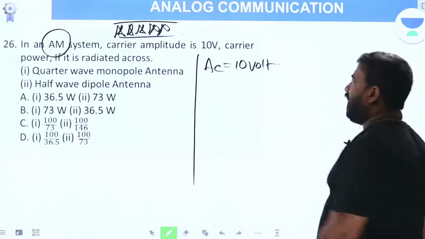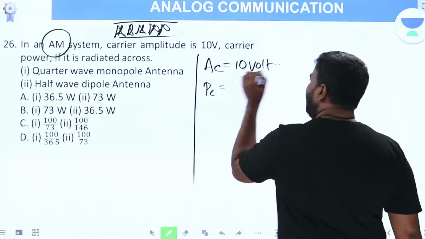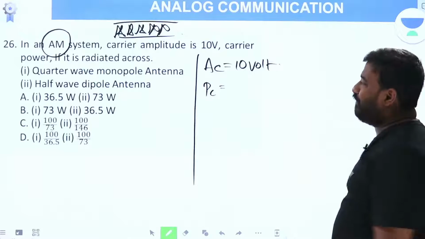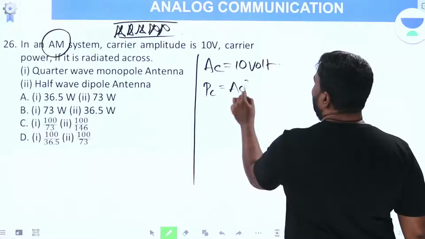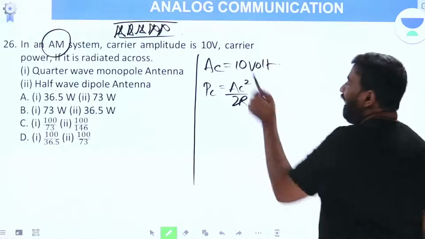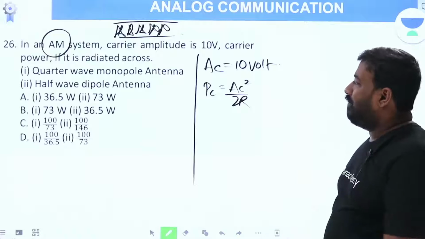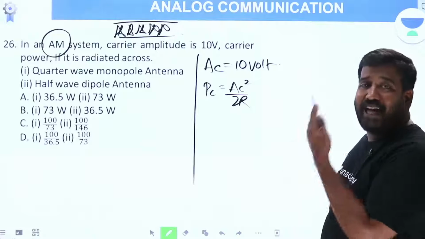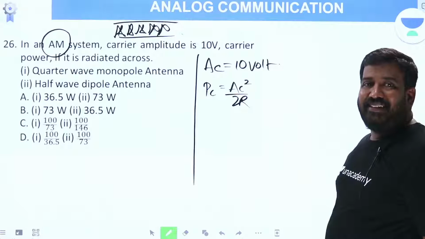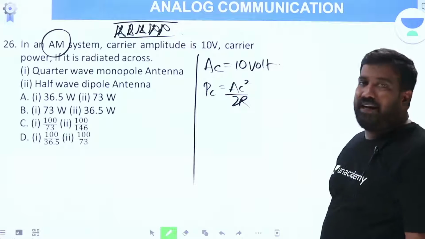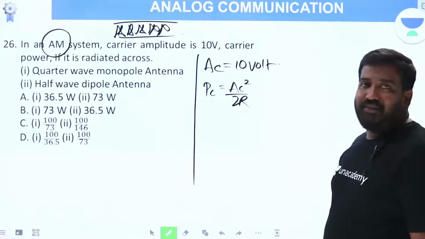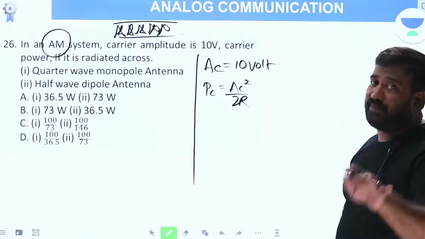The question is asking just to find carrier power. Very simple, am I right? The formula is Ac square by 2R. R is not given, so you'll say, I'll go for Ac square by 2, which is 50 watt. But no option has 50 watt. Why? I told you whenever R is not given, you can take it as 1. But that is not the case here, because it is an intra-subject concept.